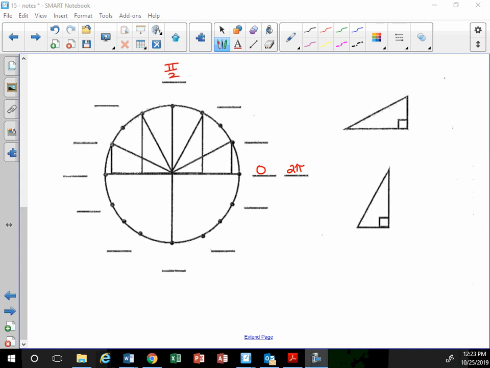All right, so pi over 2 is at the top. What's going to be over on the left? Pi. You guys didn't forget everything at lunch, did you? Maybe. All right, what's at the bottom? 3 pi over 2. Okay.